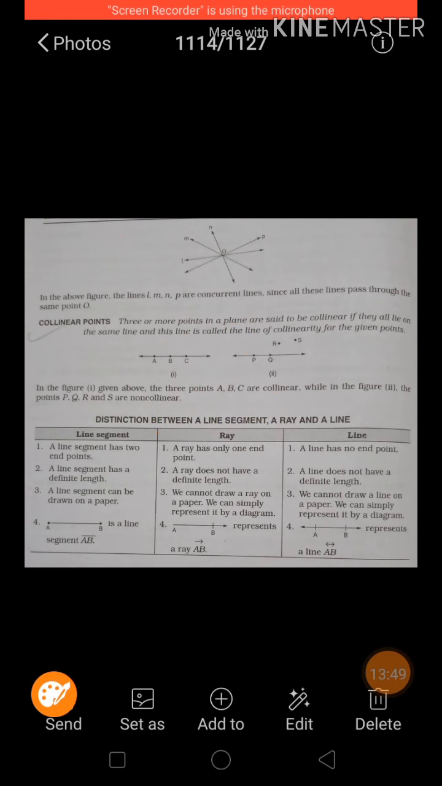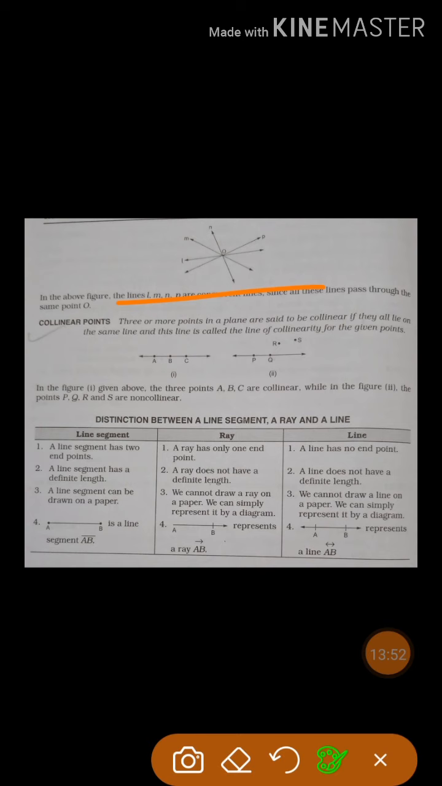Now come to the line. A line has no endpoint. It is moving in both directions. These are the two points on the line. We represent a line in this way, A, B, then a line over it, and it is moving in both directions, so we make arrows on this line in both directions. In this way we represent the line. There is no definite length because it is moving in both directions, and it also cannot be drawn on paper. So we can simply represent it by a diagram.